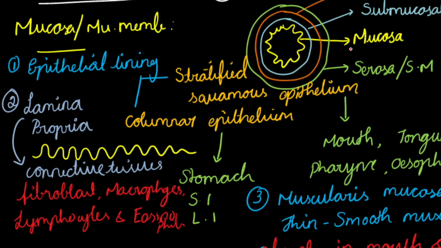So I am just repeating it again. The innermost layer is the mucosal layer or mucous membrane, and in case of mucous membrane we are having 3 different lining. First one is epithelial lining, and this epithelial lining has 2 different types of cells. One is stratified squamous epithelium and columnar epithelium, and this stratified squamous epithelium we can see in mouth, tongue, pharynx and esophagus, and this columnar epithelium we can see in stomach, small intestine and large intestine. And then comes the second layer, that is lamina propria, and it is made of connective tissues, and the connective tissues were fibroblasts, macrophages, lymphocytes and eosinophils. Then regarding the third lining of mucous membrane, that is Muscularis mucosa, it is very thin and it is made up of smooth muscle and it is not seen in mouth and pharynx.